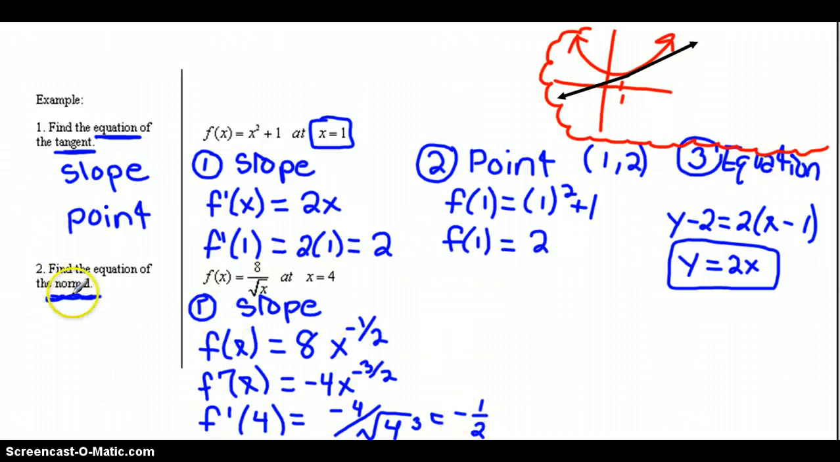However, because this is the equation of my normal, I do not want to keep negative 1/2. I want to take the opposite and reciprocal. So now I'm going to write my slope is actually going to be positive 2.